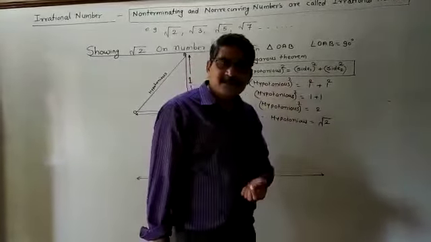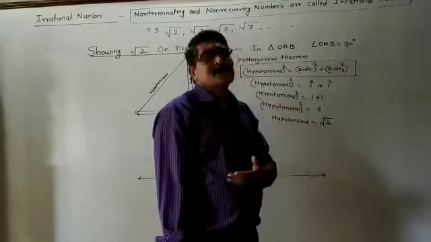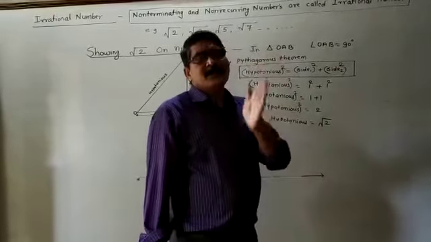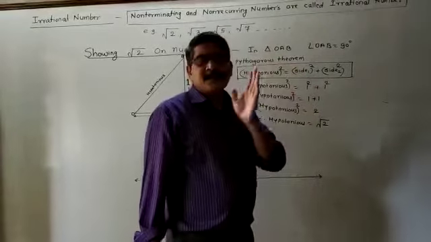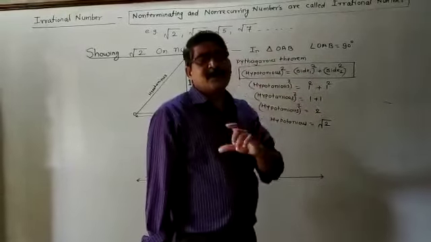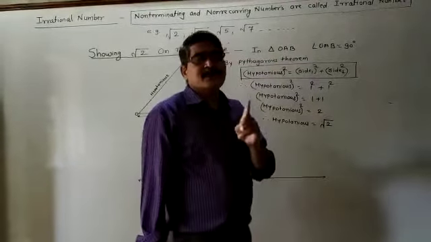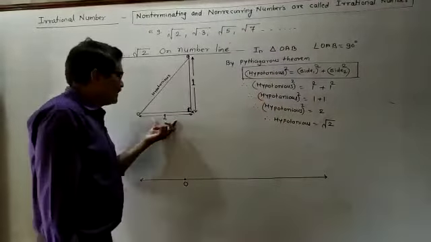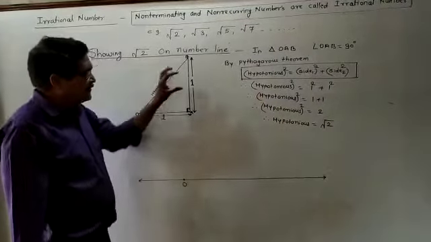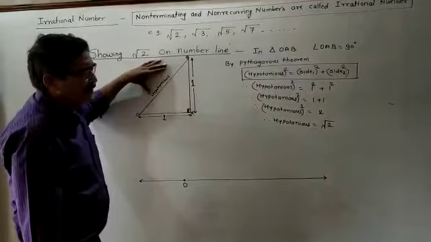Otherwise you can say 1 centimeter, or you can take 1 meter. No problem at all. If you increase or decrease the scale, the triangle will be smaller or bigger. That's why I am not giving the unit. I will say that you have to take this as 1 unit. Side 1 is 1 unit, side 2 is 1 unit. You have to find out the hypotenuse.